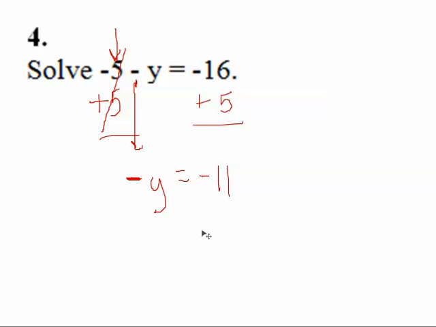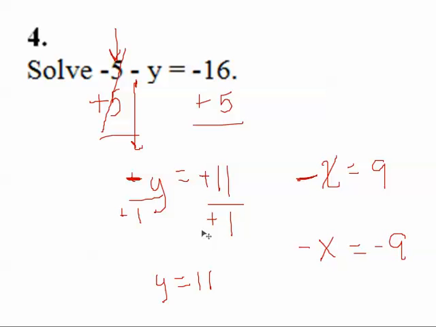And this is kind of a cool step. You can think about it different ways. Some people say they're dividing by negative 1 on both sides. That works for me. That makes the y positive and the 11 positive. So y equals 11. The bottom line is when you have a variable equals some number and that variable is negative, it doesn't matter if the other number is positive or negative. You need to change the sign of both numbers to see what the variable is actually equal to.